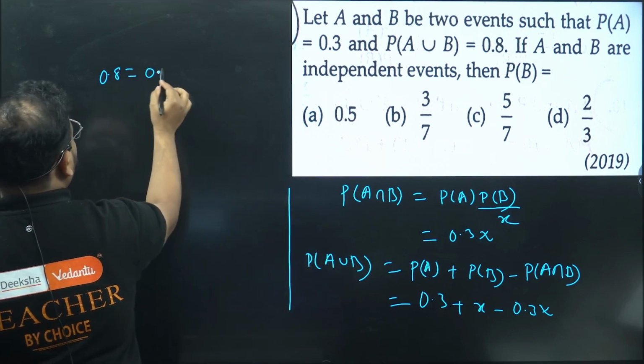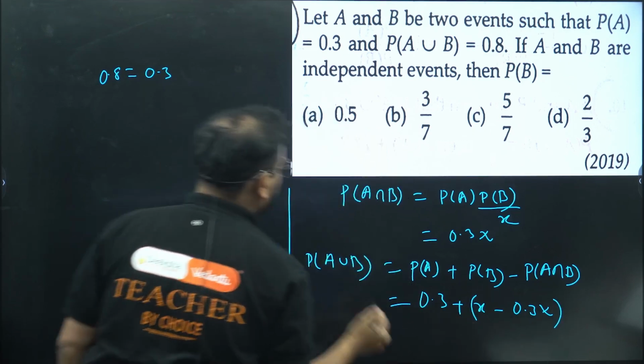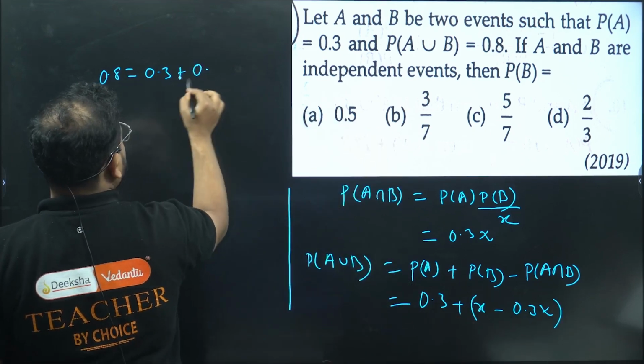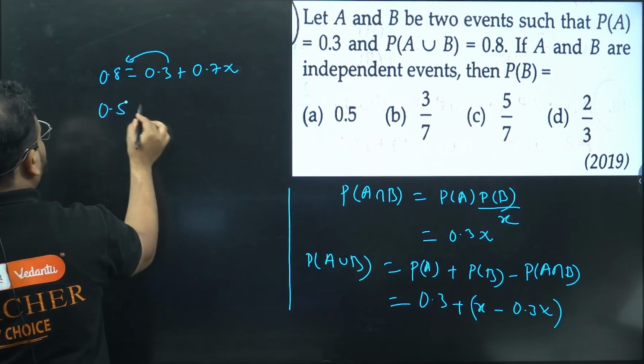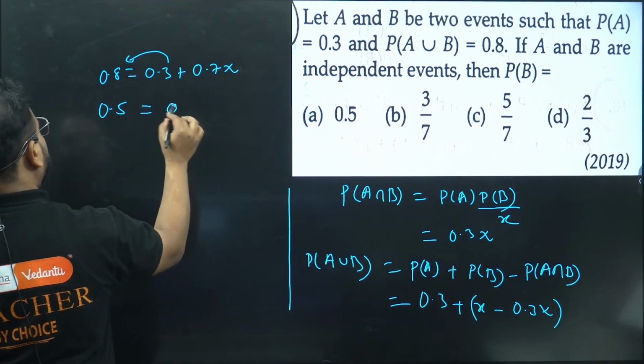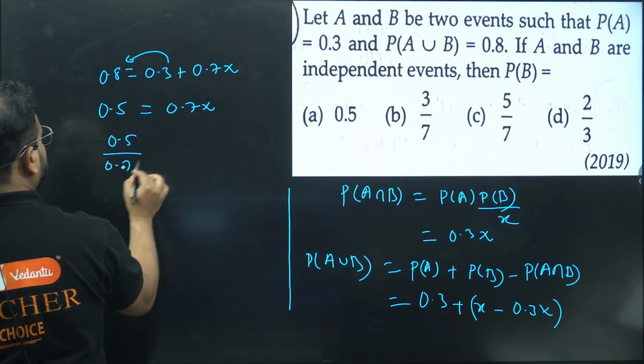0.8 equals 0.3 plus x minus 0.3x. Subtract these two, I get 0.7x. Move to this side, I'm getting here 0.5. 0.8 minus 0.3 is 0.5. I get 0.5 equals 0.7x. So I have 0.5 upon 0.7 equals x.